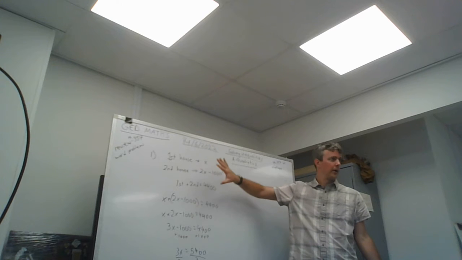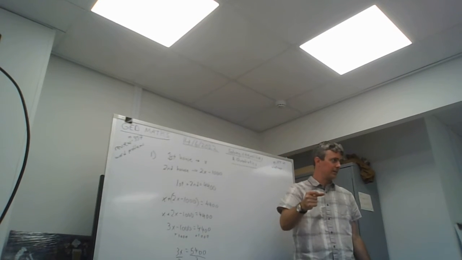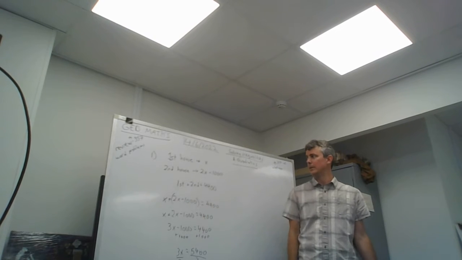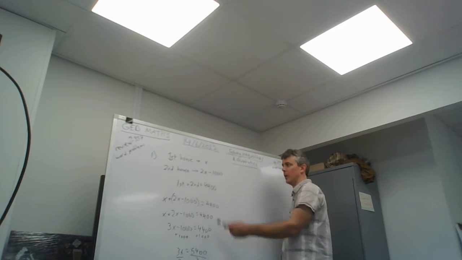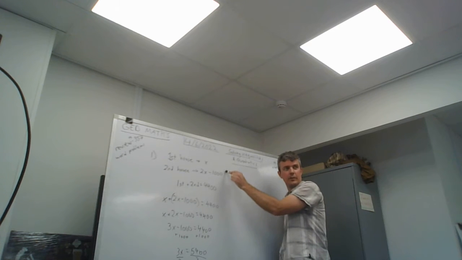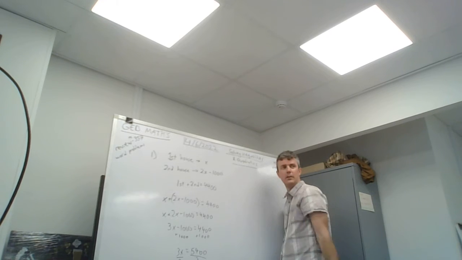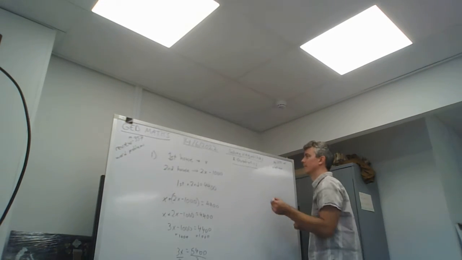Any questions on this, how I did this? Step by step, this is how these problems go. You don't jump to the end, you do step by step. And now we can check it if you want. Because we said 1,800 and this was 2,600. You add them together, it becomes 4,400.